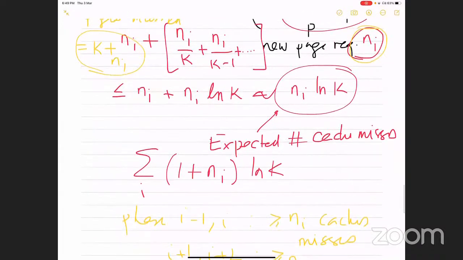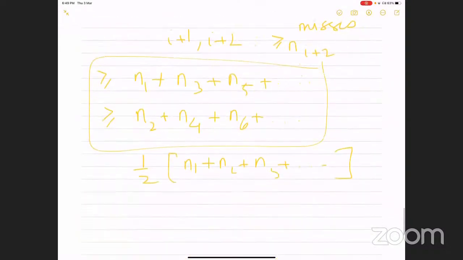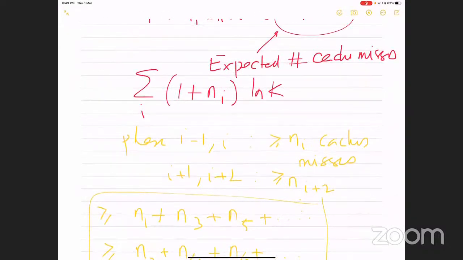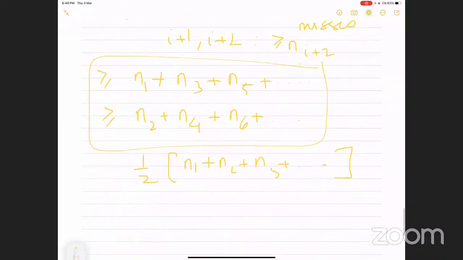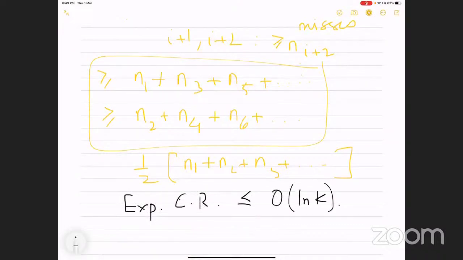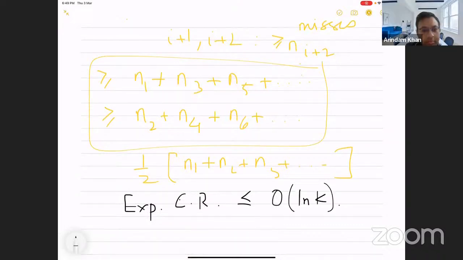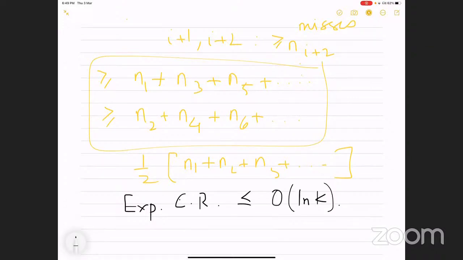And if you look at this expression here, it says that the expected number of cache misses, if I ignore this one here, you can take care of this factor also, is the summation of n_i times log k. So now if you compare the two things, you see that the expected competitive ratio of this algorithm is at most some constant times log k. Okay, so what we conclude is that the expected competitive ratio is at most O(log k). Okay, and that's it. So this shows that randomization helps here.